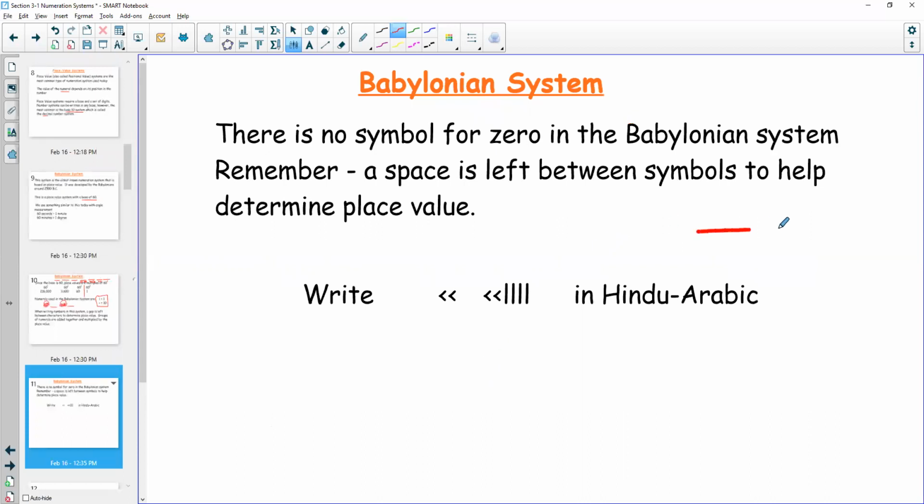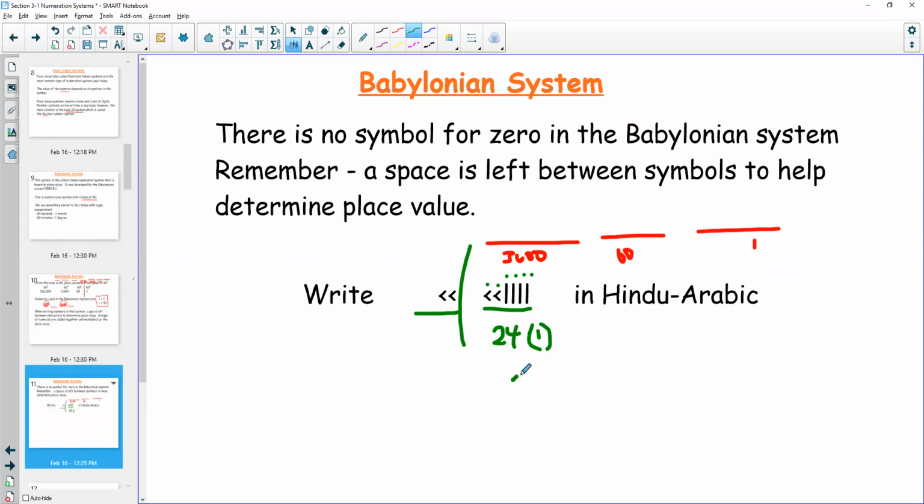And remember that our places were 1, 60, 3,600. So in this numeral, we have 2 places. This is 1 place, then there's a space, then there's another. And we always work from right to left when we're doing place value. So first we see what we have here: 10, 20, 21, 22, 23, 24. That means I have to do 24 times the value of that place, which is 1. So 24 times 1 is 24.